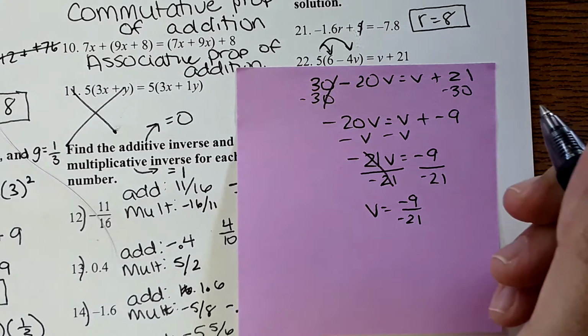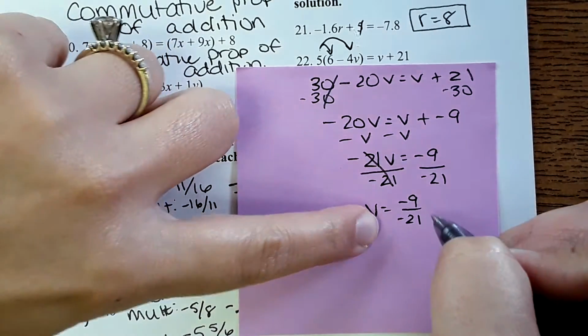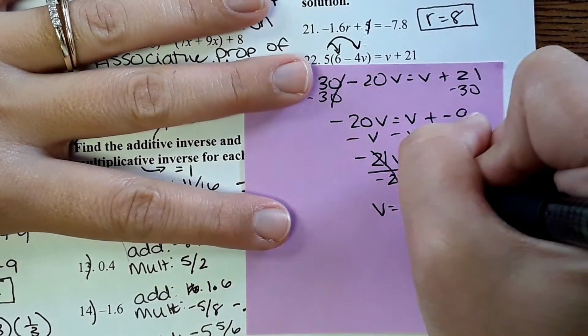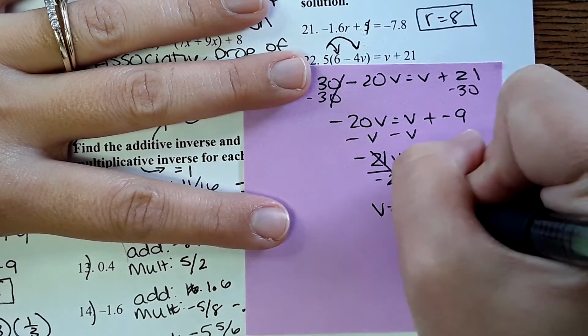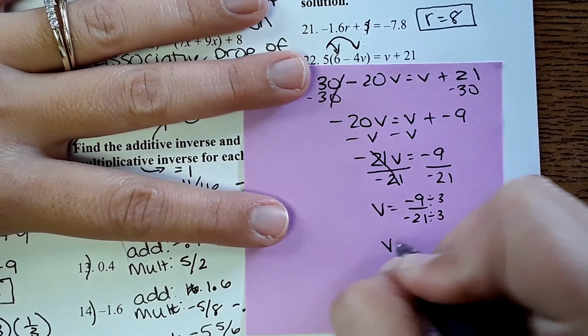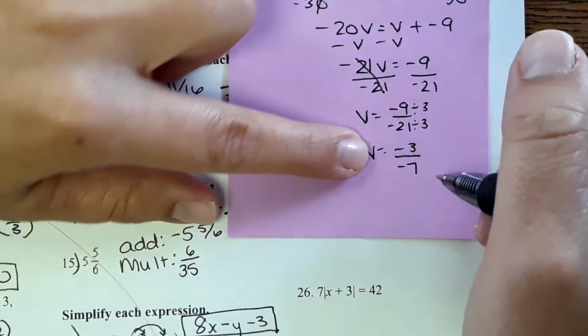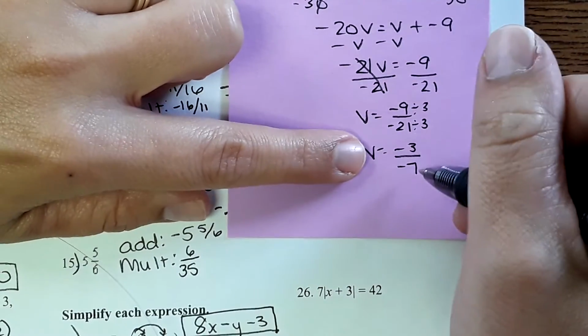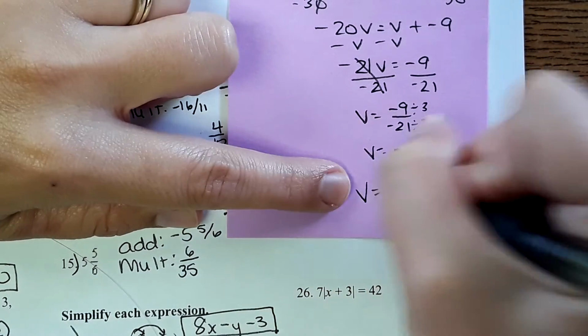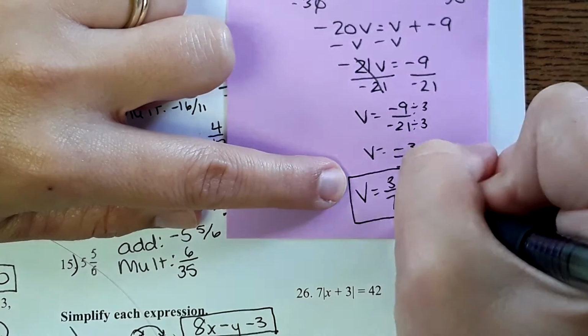Not very pretty. This is not in the answer choices. They have it simplified. So divide by a common factor, which would be 3. We have v equals negative 3 over negative 7. This is not in the answer choices either because negative divided by negative is just positive, so it's 3/7.